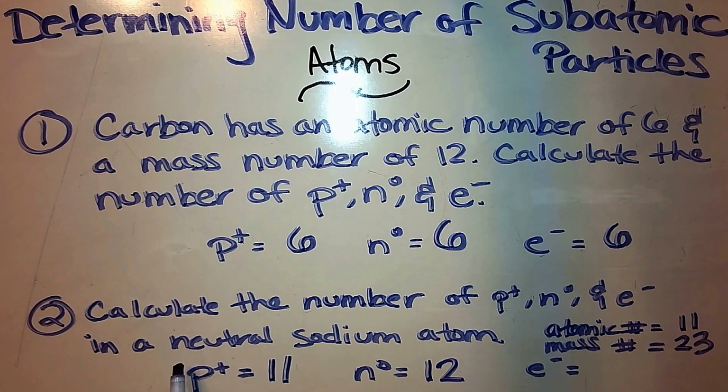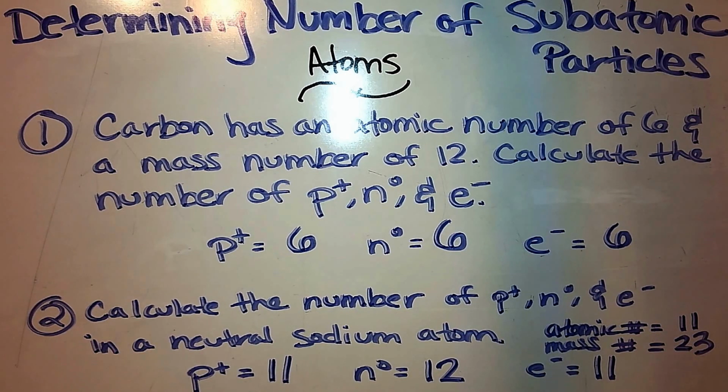Okay? And I was given in this problem that it was a neutral sodium atom. So neutrality, that means that I have the same number of positive protons as I do negative electrons. So there is no charge. So that number must be the same. So I have 11 electrons.